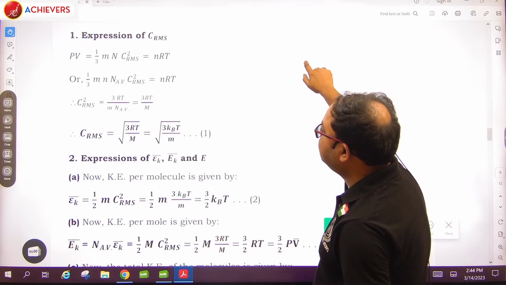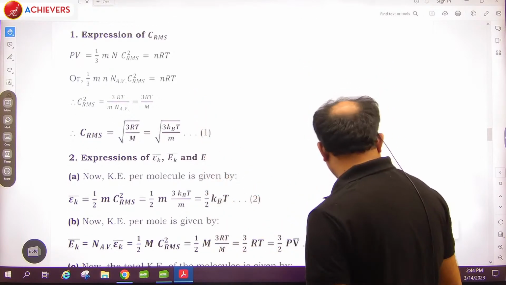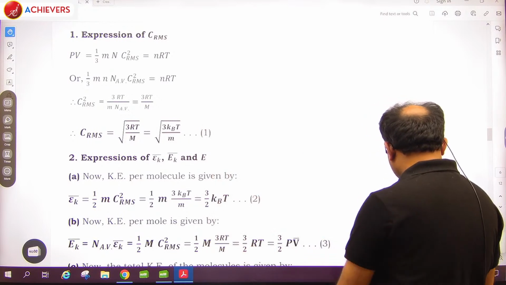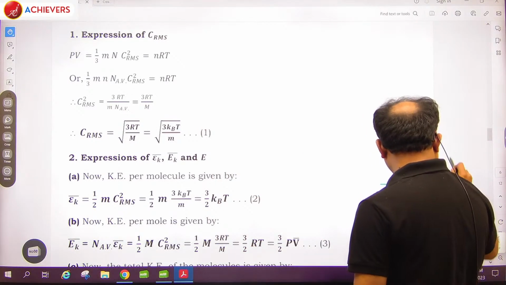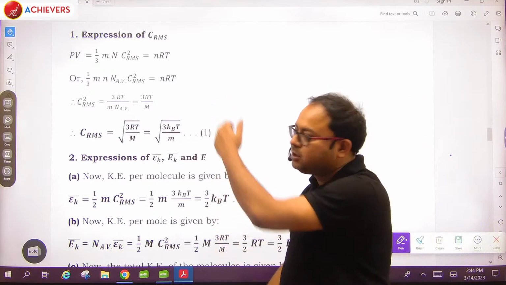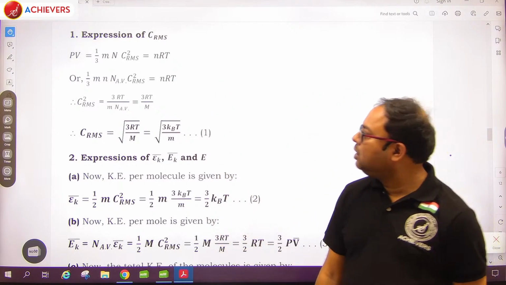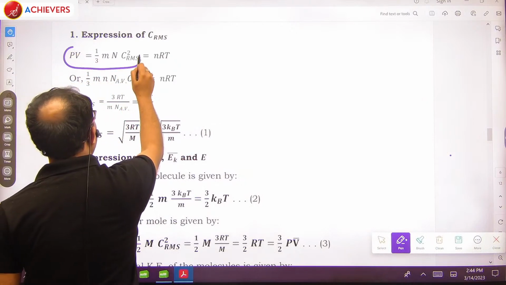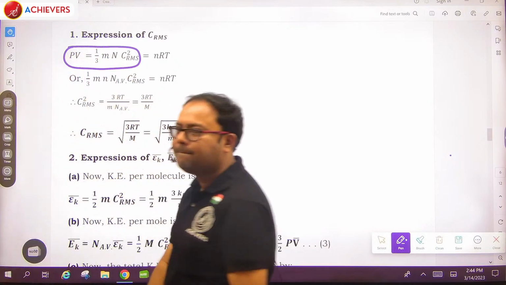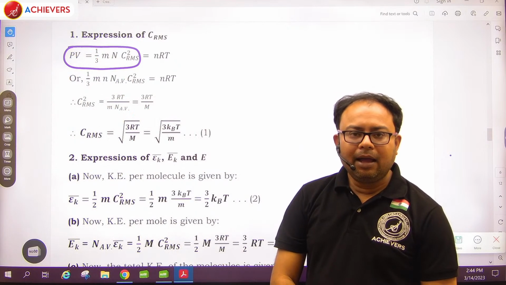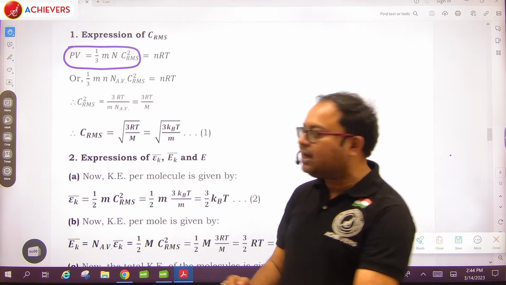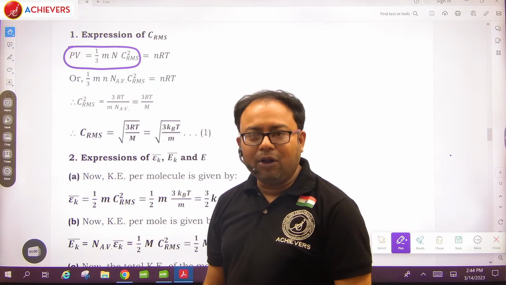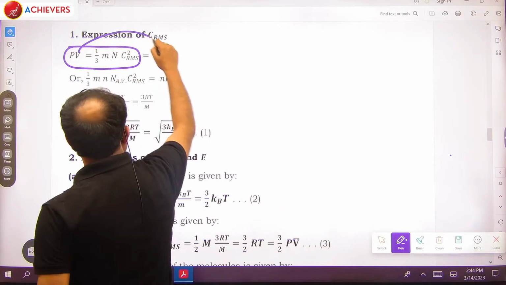At first, we will try to get one important expression of CRMS. So this is the expression already known to us, PV equal to 1/3 CRMS square. And we also know that this is the kinetic gas equation. And we also know that PV is equal to nRT.